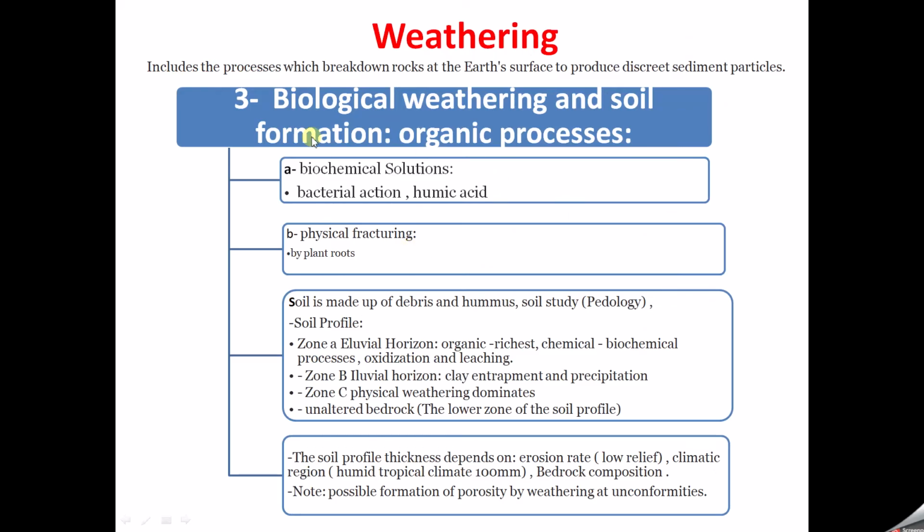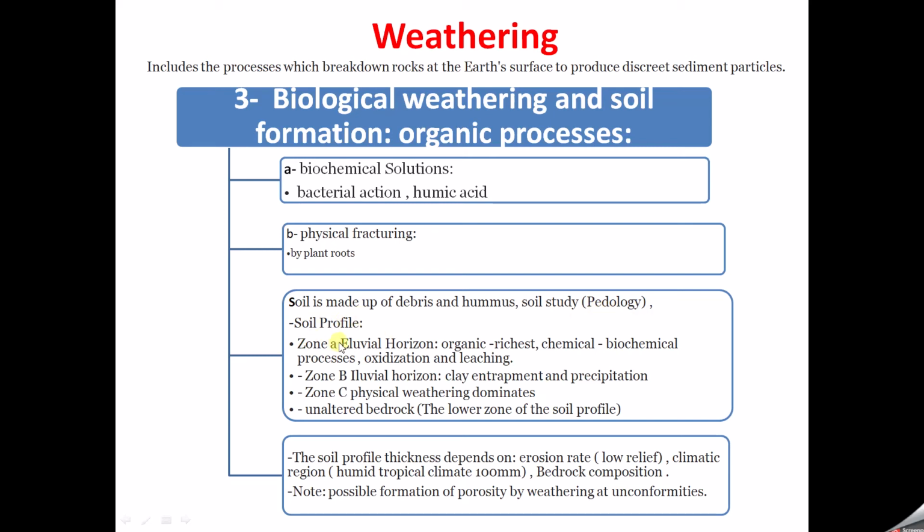So the third type of weathering is the biological weathering, which is mainly an organic process. How it happens, we have biochemical solutions and physical fraction. The biochemical solutions are due to bacterial action and humic acid. Humic acid comes from the decayed organic material in the top part of the soil. And then physical fraction by plant roots. Soil is made up of debris and humus. Soil study is called pedology.